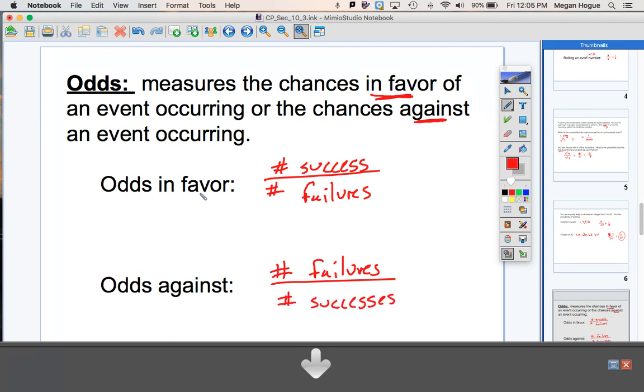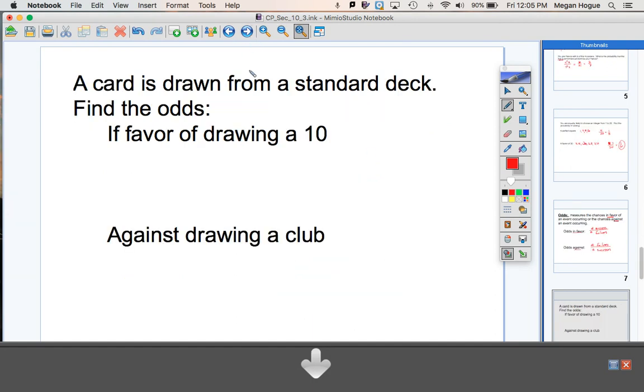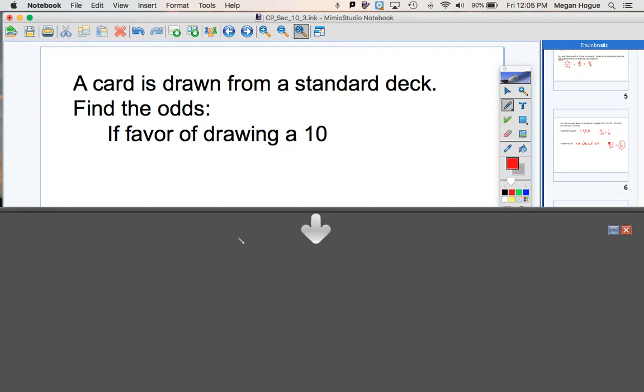So when we talk about odds, it is important to know whether we're talking about odds in favor, success over failure, or odds against, failure over success. So back to that standard deck of cards, and it's always going to be a standard deck. I don't have any problems where I mix up what the deck looks like. So we want to find the odds in favor of drawing a 10.